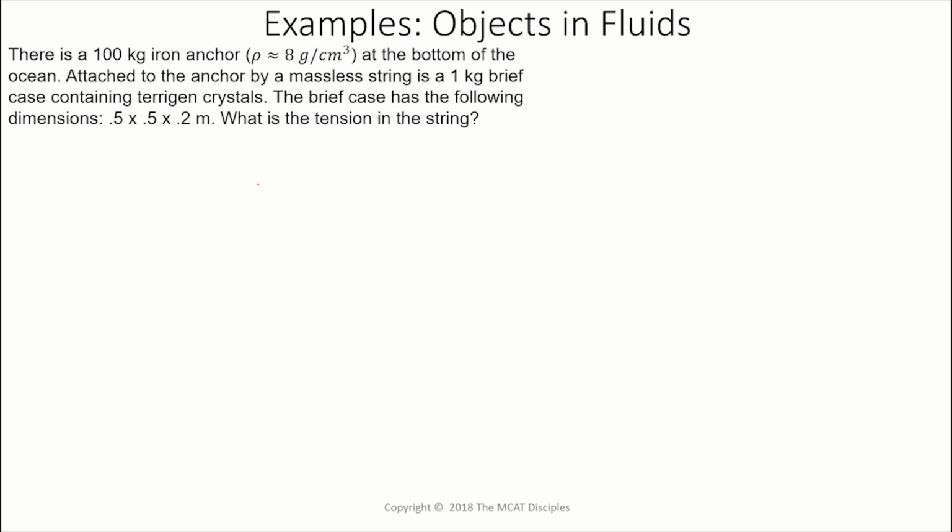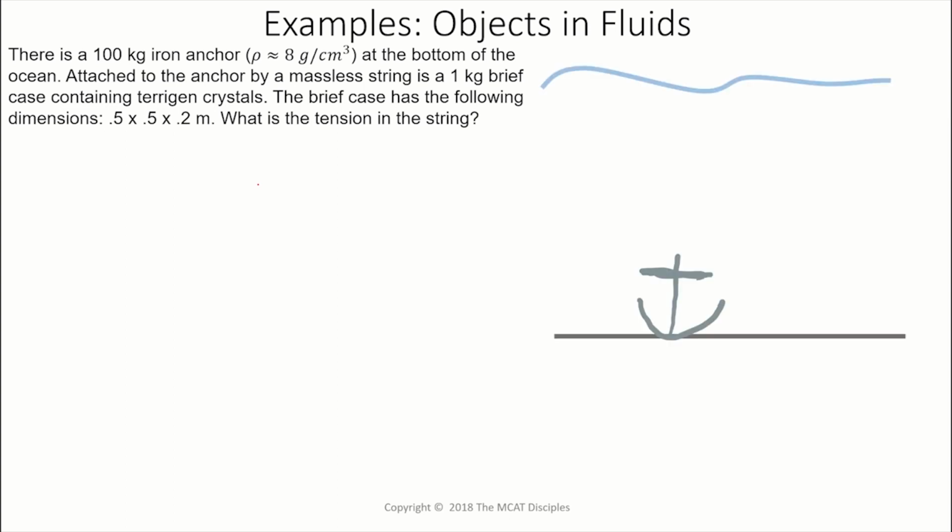So the trick to doing these questions, this one in particular, is making sure you're only looking at one object and you're only drawing the forces acting on that particular object. You can draw forces acting on the other object, but they're just going to confuse you. So you really just want to write the forces acting on one particular object. In this case, I'm going to choose the briefcase, because for the briefcase we have enough information to calculate the buoyant force. So we draw a little ocean, we draw an anchor at the bottom, and attached by a string is that briefcase.